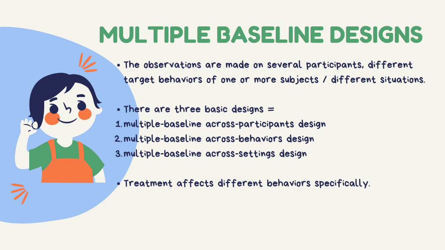The second one is multiple baseline across behaviors design. Two or more behaviors of a single student are examined. And the third one is multiple baseline across settings design. It is applied to the same behavior of the same individual in different settings. Here, the treatment affects different behaviors specifically. For more information about multiple baseline design, I provide a video of explanation in the description box.